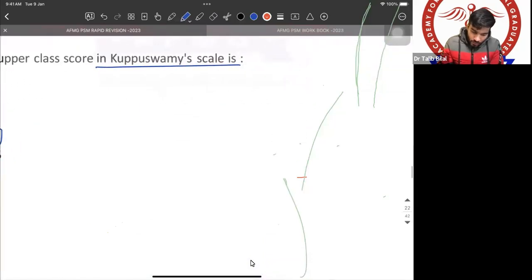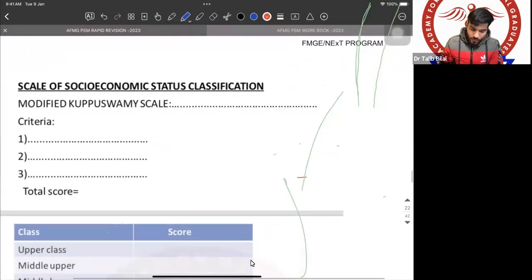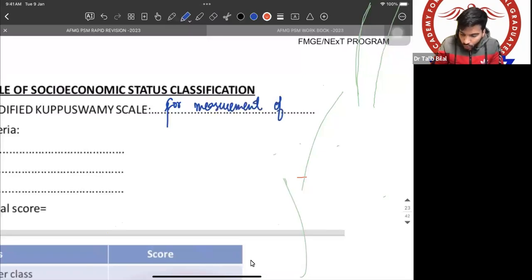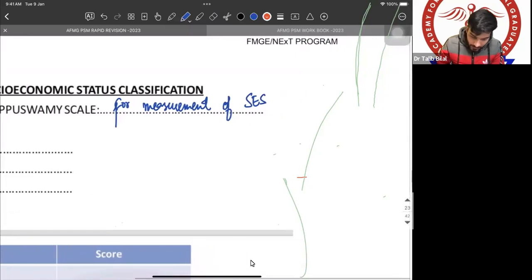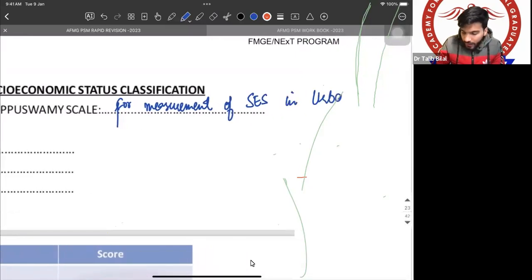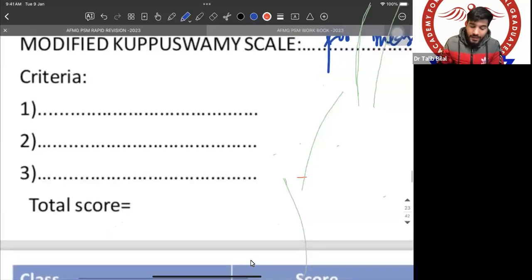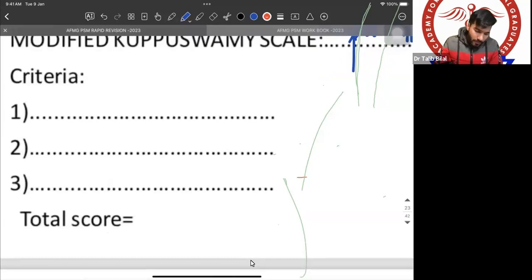Okay. So let's discuss this Kuppuswamy scale, guys. The modified Kuppuswamy scale is for the measurement of socio-economic status in which areas? Urban areas. Now, the criteria, they can ask which of the following is not a criterion of the Kuppuswamy scale. They will give three things and one option that you have to choose will be the answer. So you have to remember these three things.